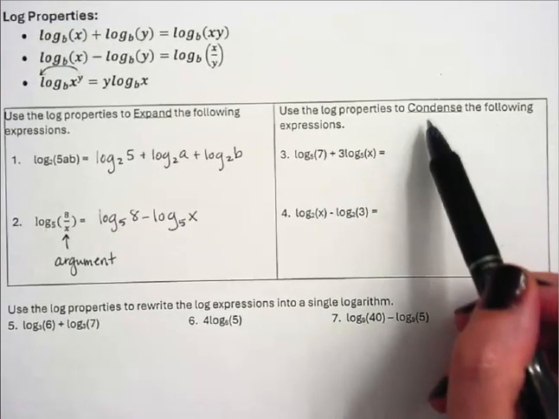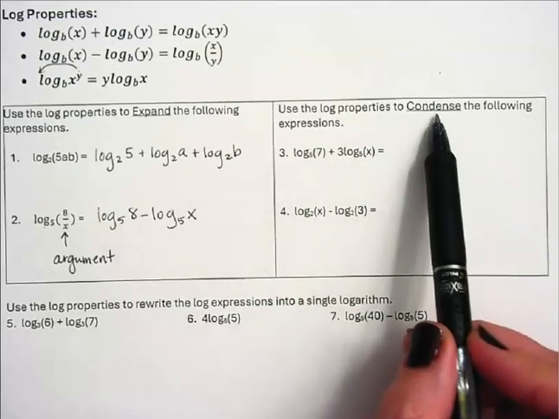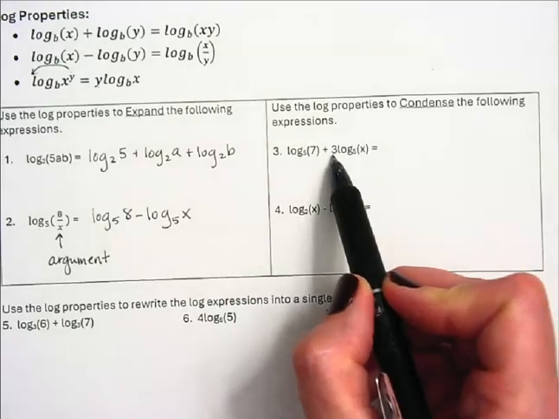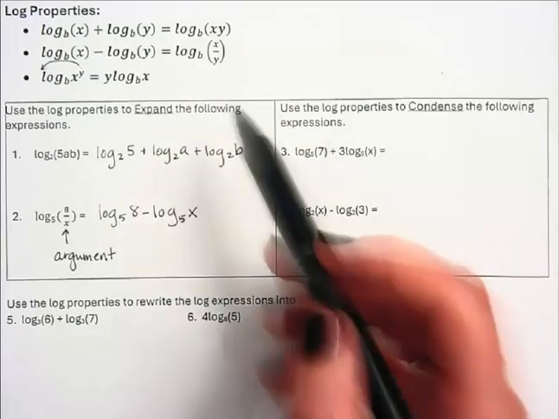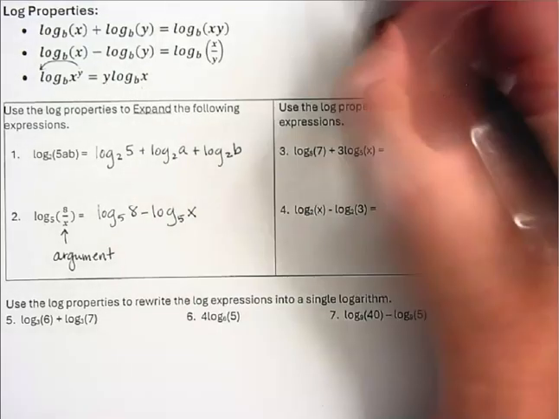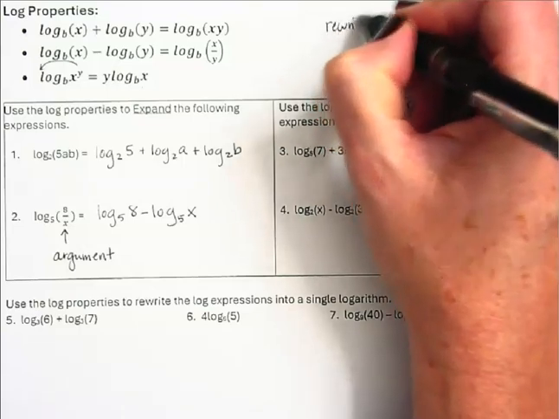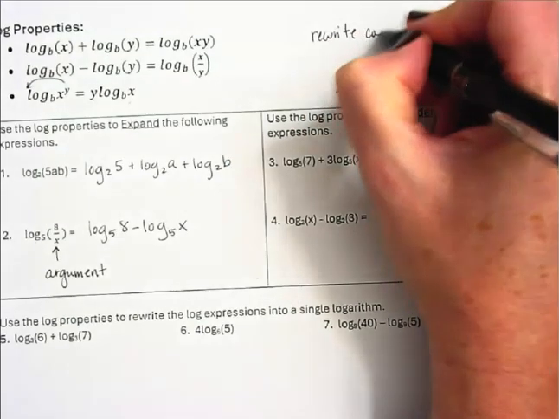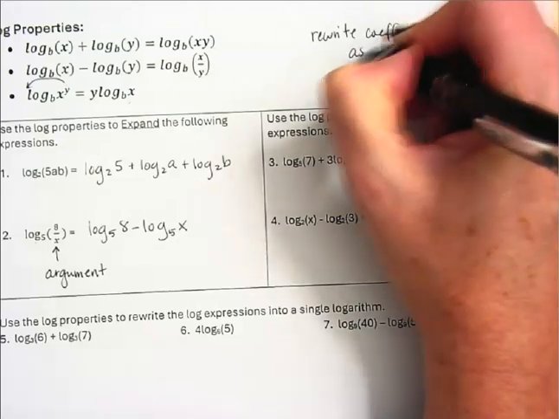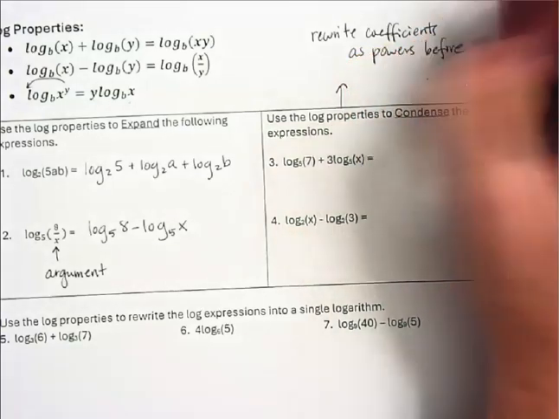In this section, we're going to do the opposite of what we did here. We're given multiple logs and we're going to condense them. When you have a term that has a coefficient in front, you want to apply the power property first. So when condensing, rewrite coefficients as powers before condensing.